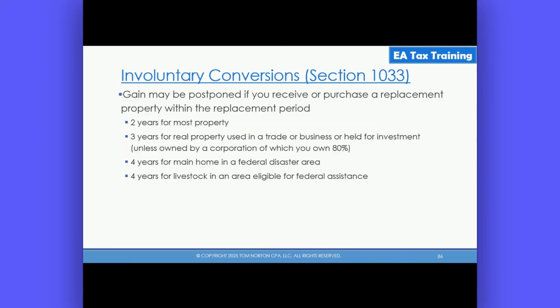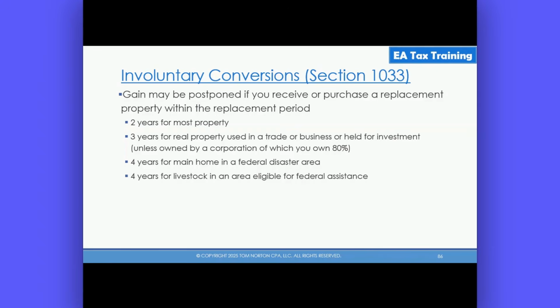So the replacement period in general is 2 years. So if you acquire a replacement property within 2 years, then you can postpone the gain. There are a few exceptions that give you more than 2 years. If it was for real property used in a trade or business or held for investment, then that replacement period becomes 3 years. If it was for your main home that was in a federal disaster area, then that replacement period is 4 years. And if it is for livestock in an area eligible for federal assistance, it is also 4 years.